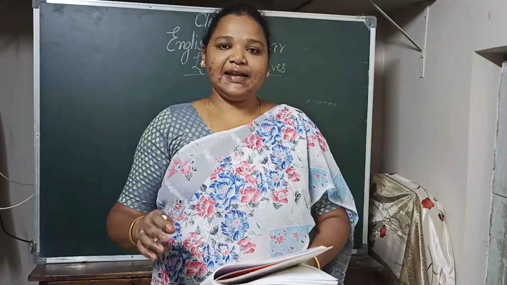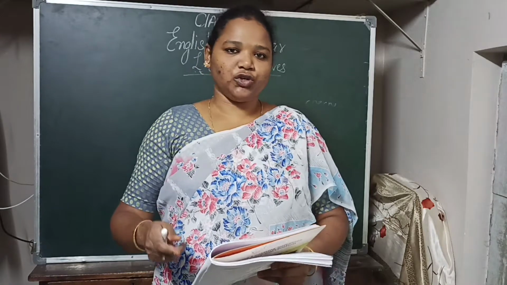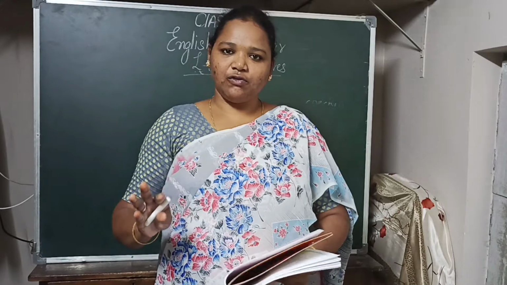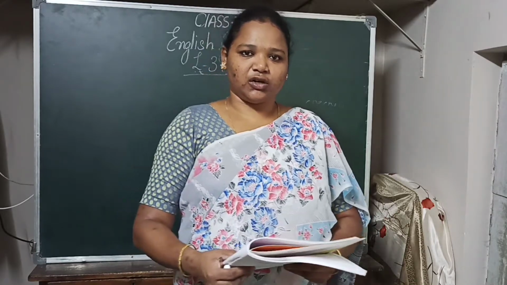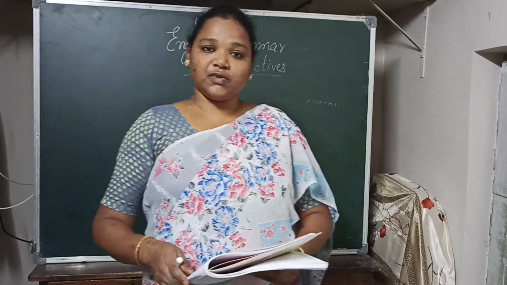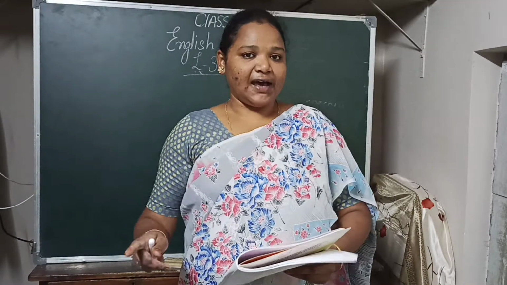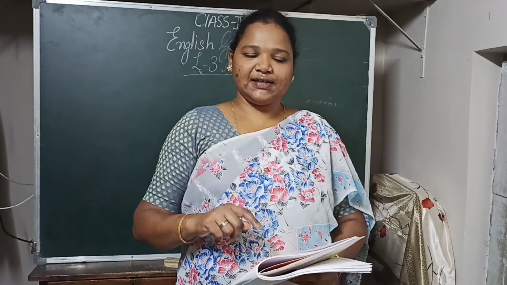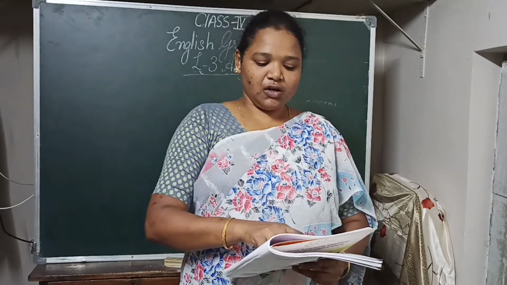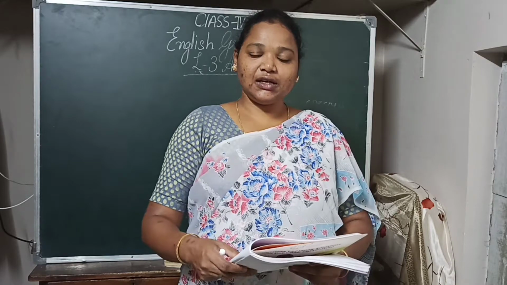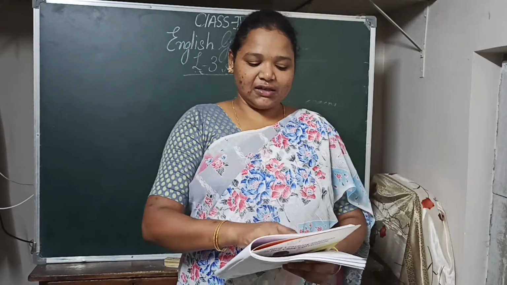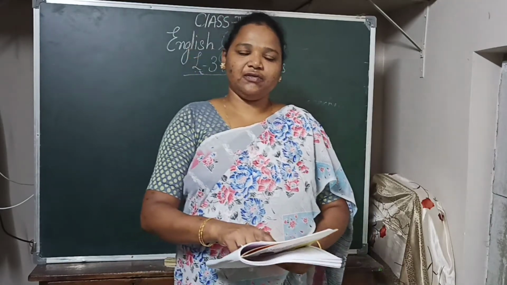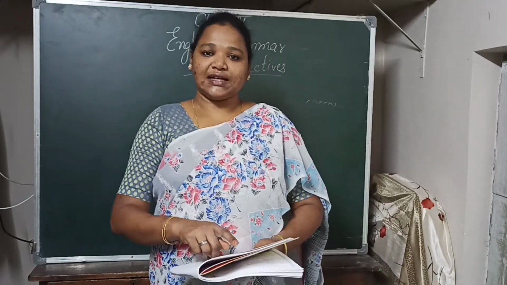Then if an adjective ends with a vowel plus Y. When an adjective ends with a vowel, you know what the vowels are? A, E, I, O, U. 5 vowels we have. Right children? Do you remember or not? So if an adjective ends with a vowel plus Y, when the second last letter is a vowel and the last letter is Y, what we do? We add ER in comparative degree. For example, the word is grey. In comparative degree we add ER. So what it becomes? Greyer.